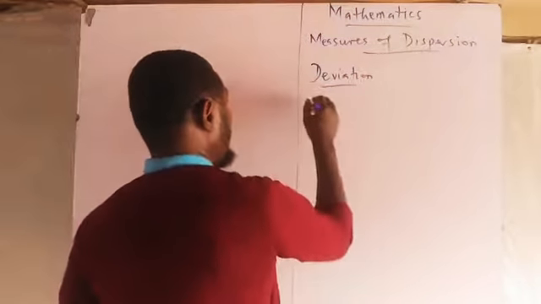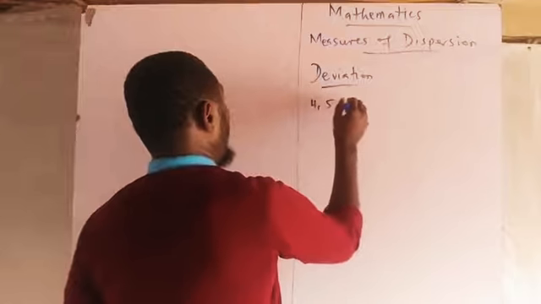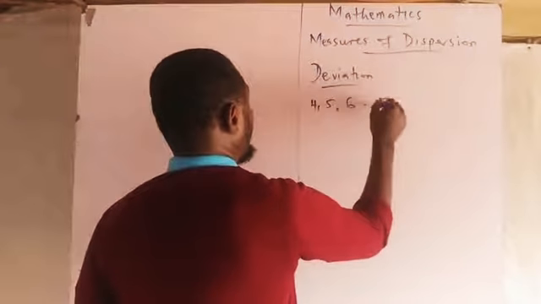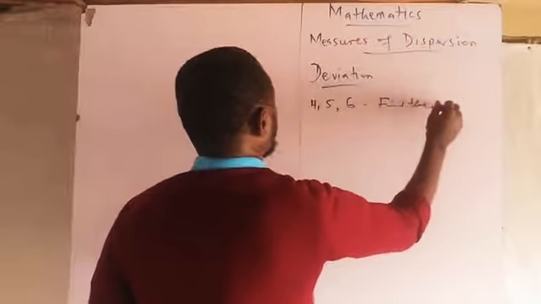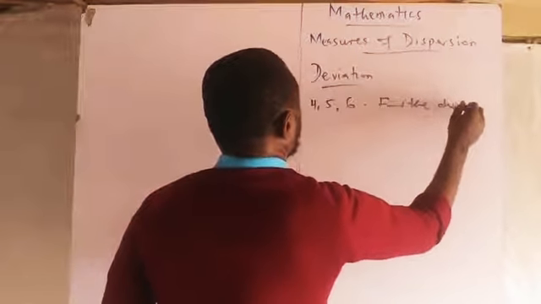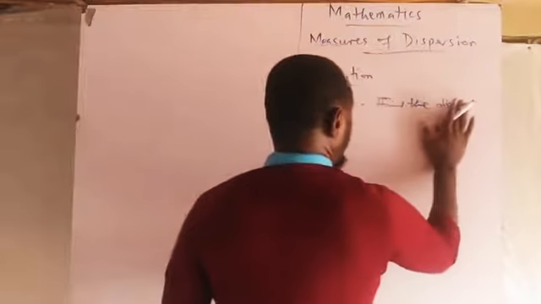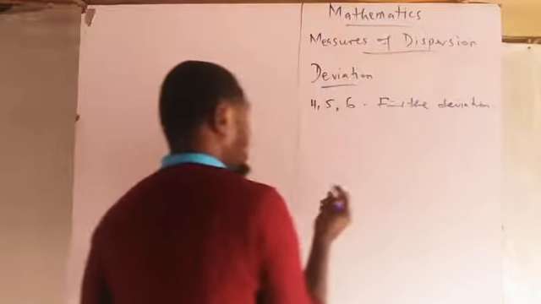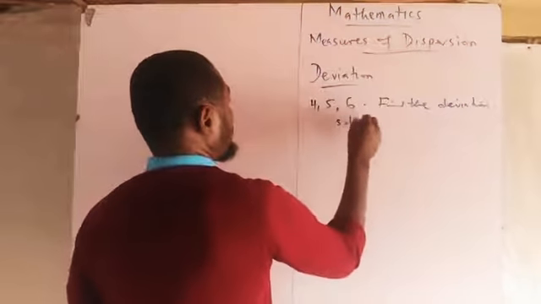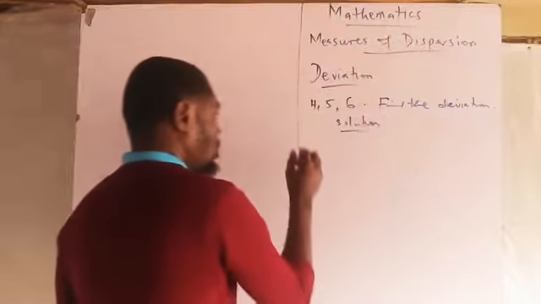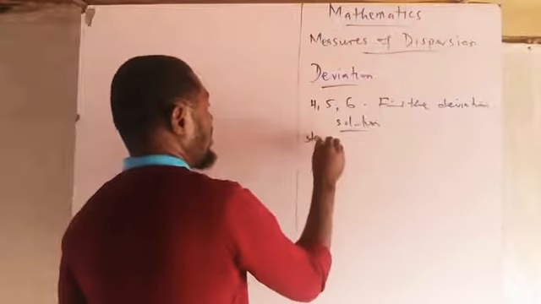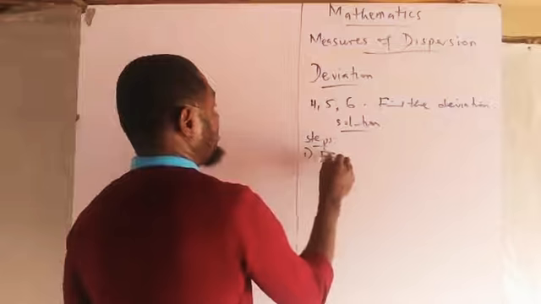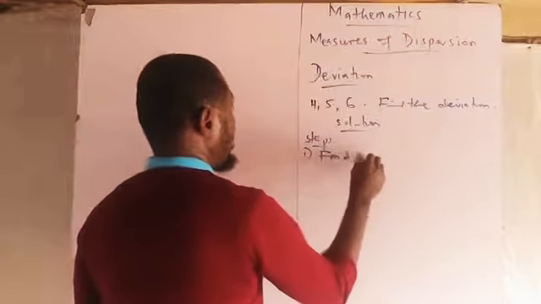We have 4, 5, and 6. You're asked to find the deviation of the distribution. Solution. The first thing you do, steps to consider: 1, find the mean.